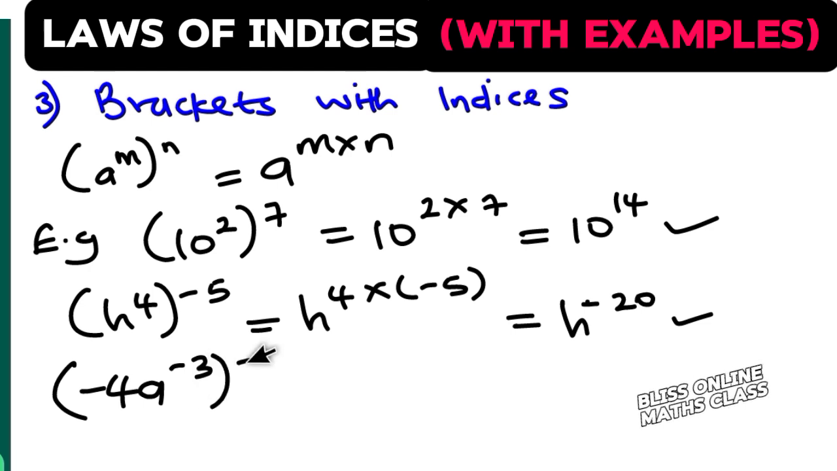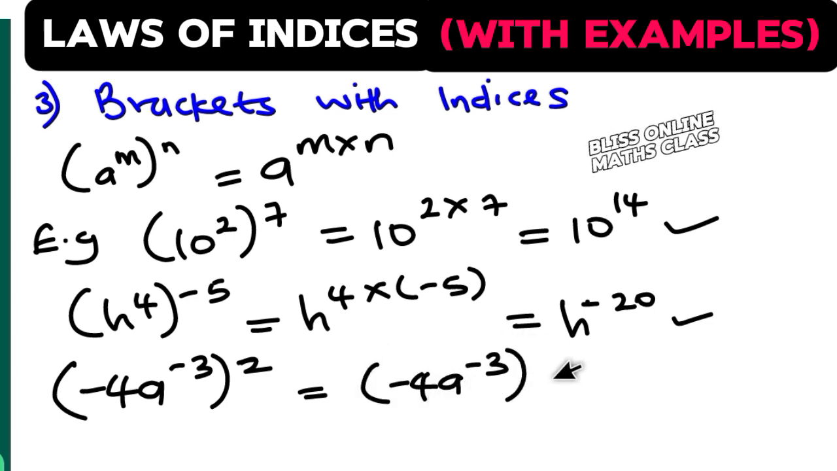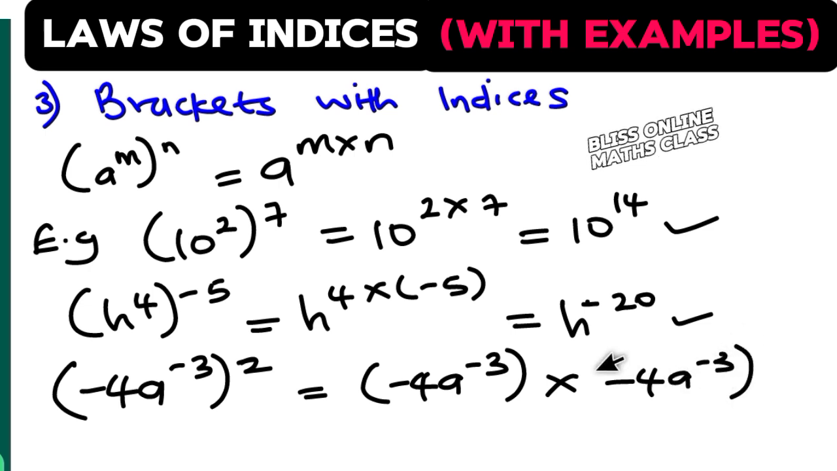And lastly, another example we have here is minus 4a raised to power minus 3, raised to power 2. As you can see, we have a coefficient here of a, and our power is a negative power. So this raised to power 2 means this times this twice, which is minus 4a raised to power minus 3 times minus 4a raised to power minus 3. This is what it means.